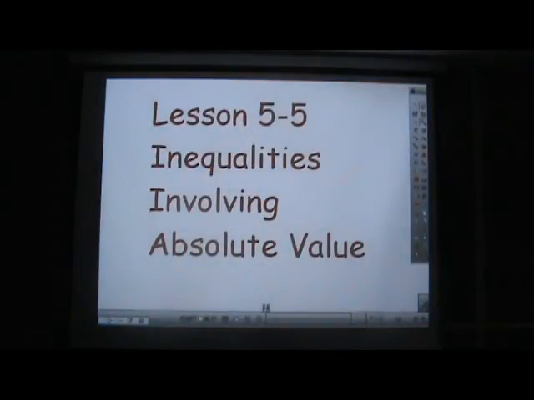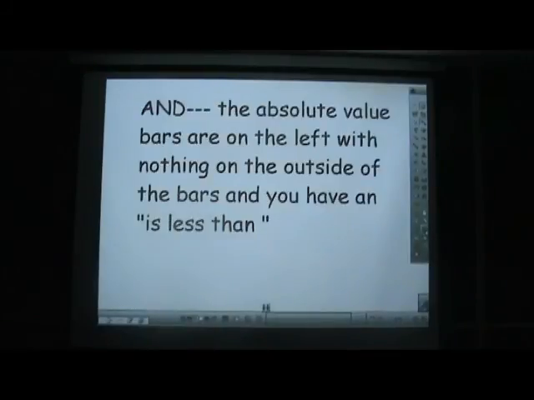This lesson is 5.5, Inequalities Involving Absolute Value. You'll have two situations. They'll form a compound inequality that means the word and, or you'll have a compound inequality meaning the word or. So we'll try to set up how you can tell the difference.